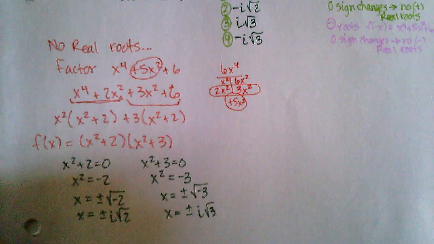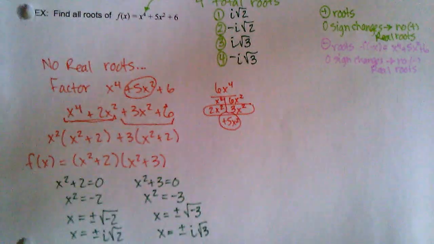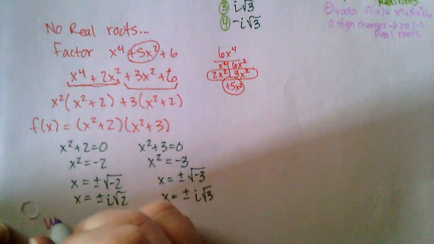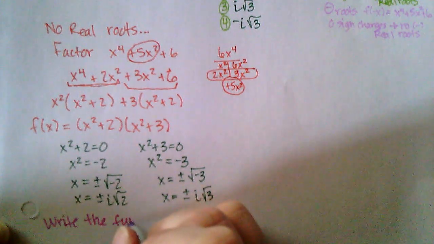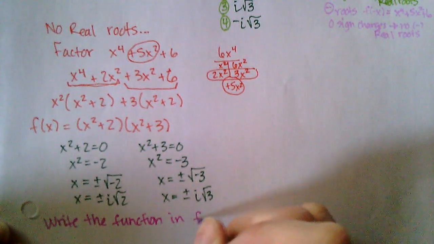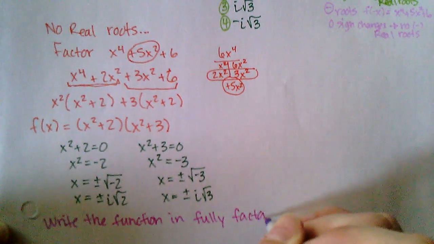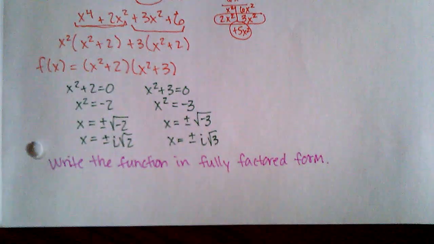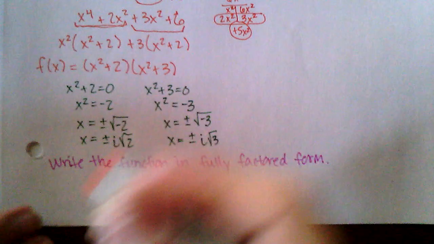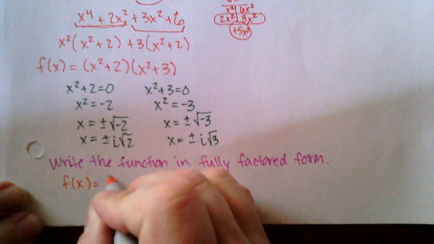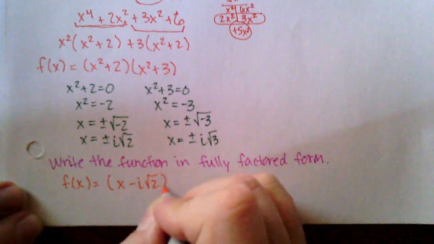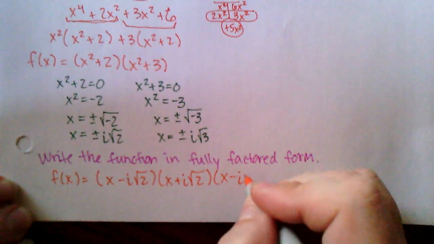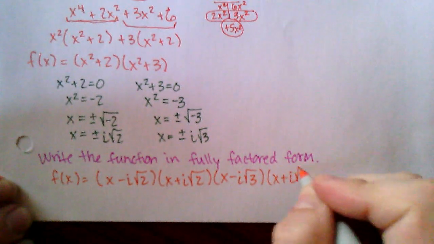Now, if the question asks me to find all the roots, then I would be done. But if the question asks me to go further and to write the function in fully factored form, then I could rewrite my function using those 4 roots. So f of x would be x minus i square root of 2, x plus i square root of 2, x minus i square root of 3, times x plus i square root of 3.